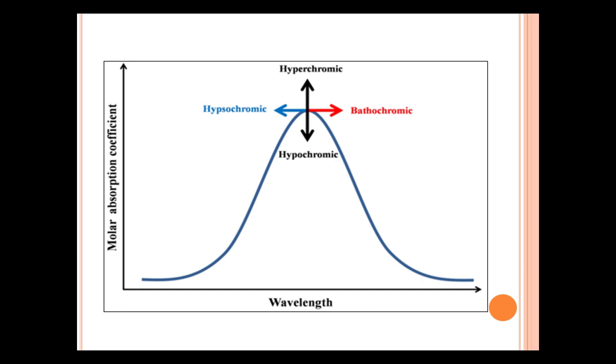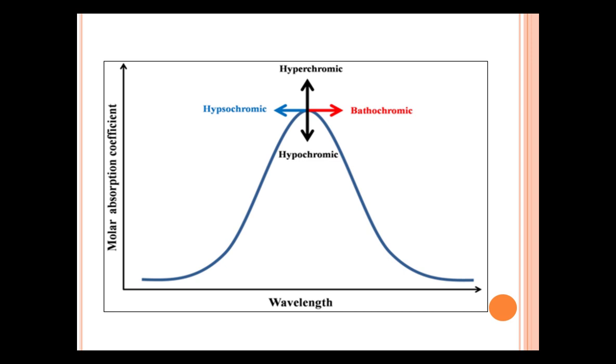So let us summarize all the four effects. We have taken molar absorption coefficient on the y-axis and wavelength on the x-axis. The point at the wavelength at which we are getting the peak is called the lambda max value, and there is an absorption peak. When the lambda max value, meaning the absorption maxima of a molecule, shifts towards a longer wavelength side, meaning towards the right hand side, then it is called bathochromic shift or red shift. When the absorption maxima of a molecule shifts towards the left hand side, meaning towards a shorter wavelength, it is called hypsochromic shift or blue shift.